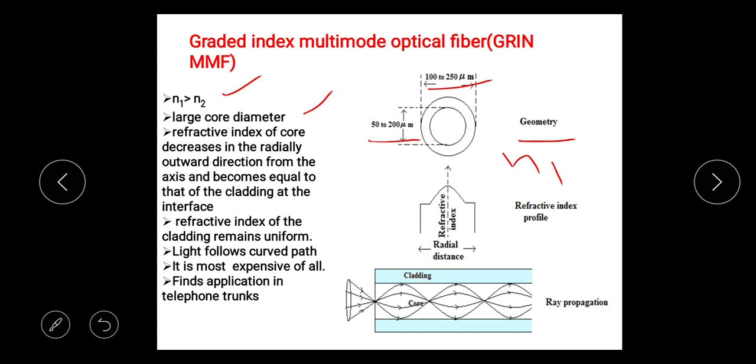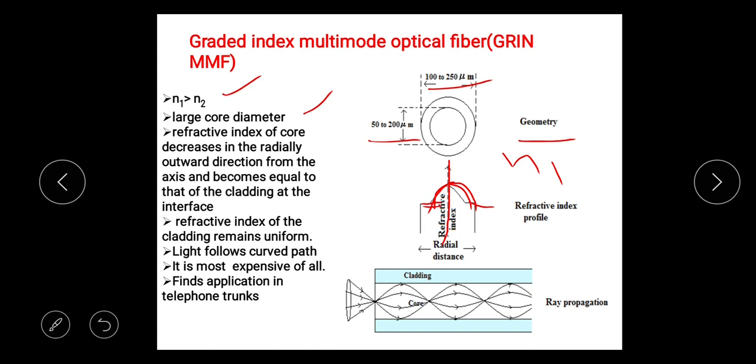So if you consider this as the axis of the fiber, on the axis of the fiber N1 is maximum, then on either side it decreases. And at the interface of core and cladding, N1 becomes equal to N2. This curved region indicates that N1 is variable and the flat region indicates N2 is uniform.